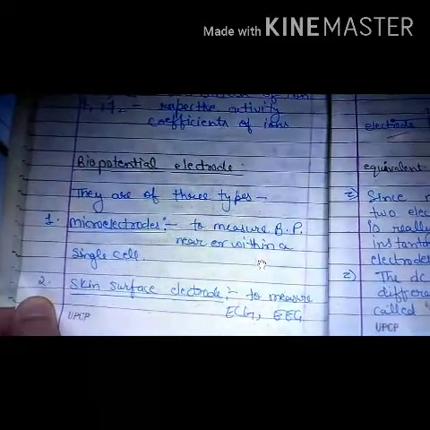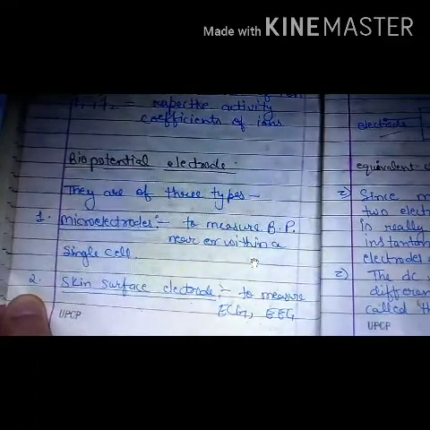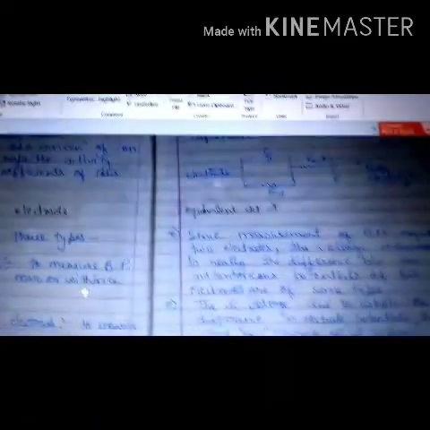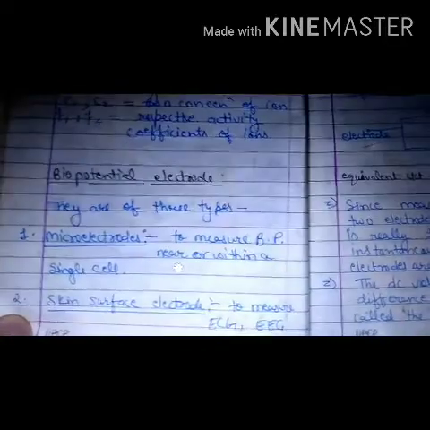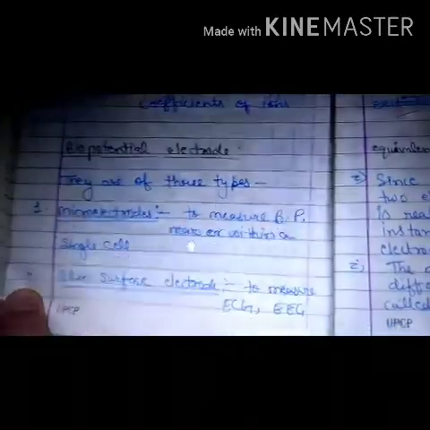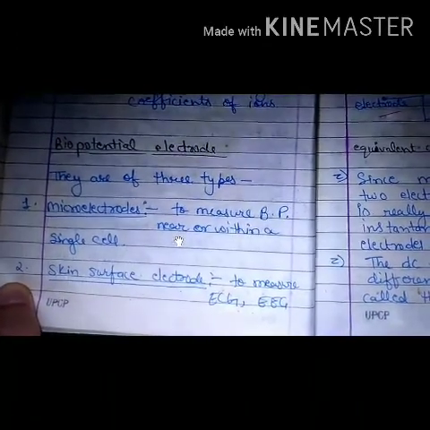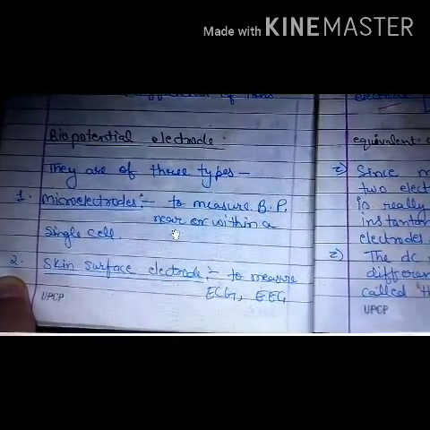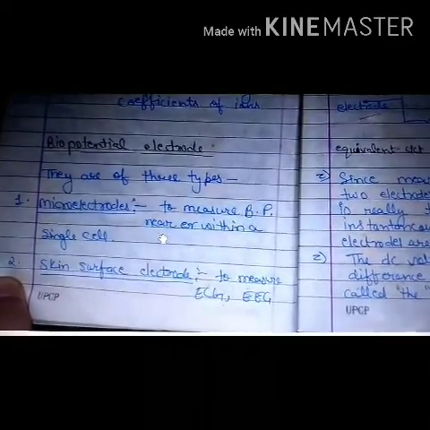Now, based on these biopotentials, there are three types of electrodes which are generally used. One is the microelectrode, the second is the skin surface electrode, and finally the third one is the needle electrode. A brief has been given here and we will be discussing them in the following discussion. Microelectrodes are normally used for the measurement of biopotentials near or within a single cell. Thereafter, skin or surface electrodes are normally used for measurement of electrocardiogram, that is ECG, and electroencephalogram, that is EEG, signals.